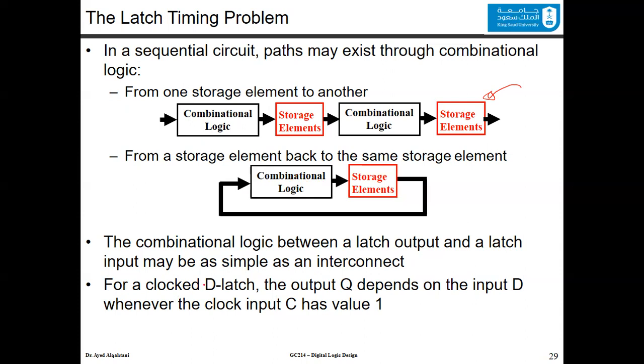For a clocked D latch, or simply D latch, the output Q depends on the input D whenever the clock input has the value of 1. Same idea that we just described. If you have the C equal to 0, you are storing. Whenever it is equal to 1, you are passing the value of D.